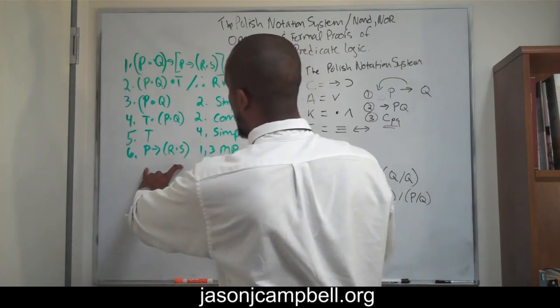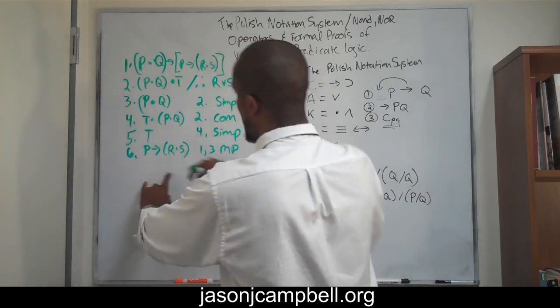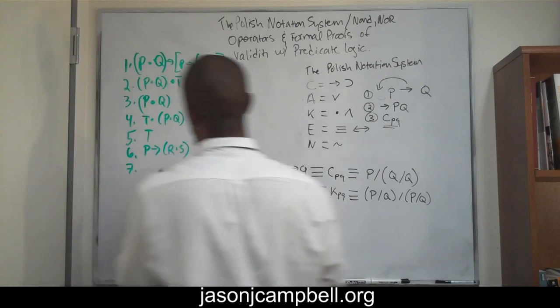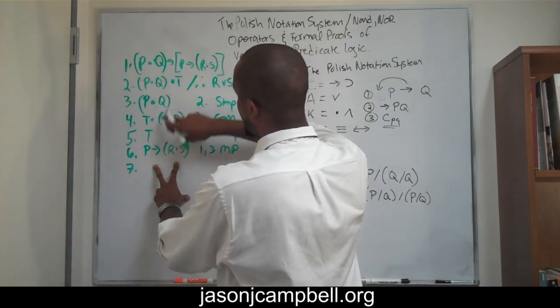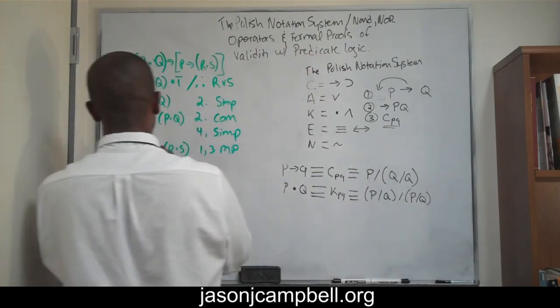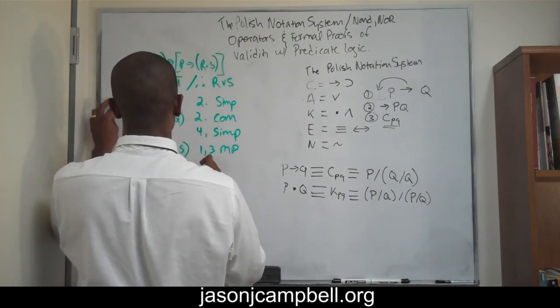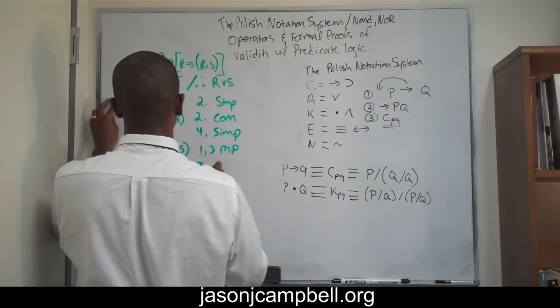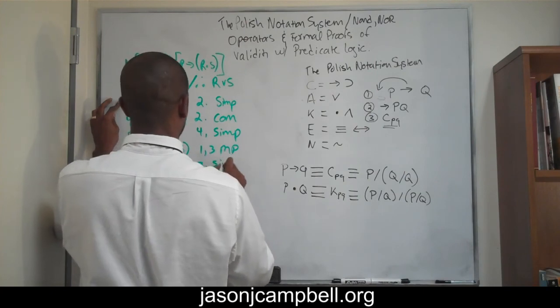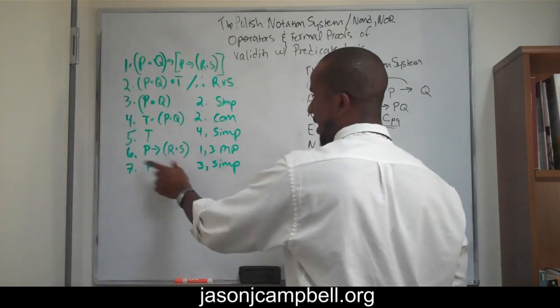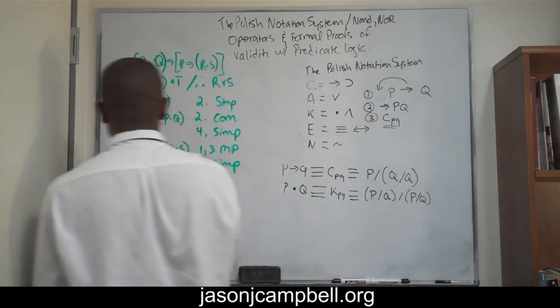Okay, now we want to get the P isolated so we can get R and S. So we got 7. I did a few steps I didn't have to do, but who cares? So let's do simp here. So we have P, and that would be simp on 3. Where am I at? Simp on 3. Okay, now we can get R and S.